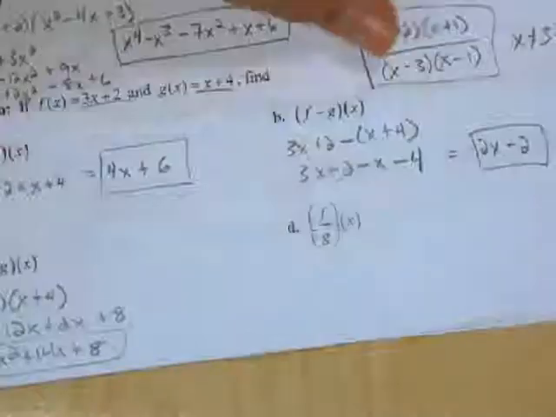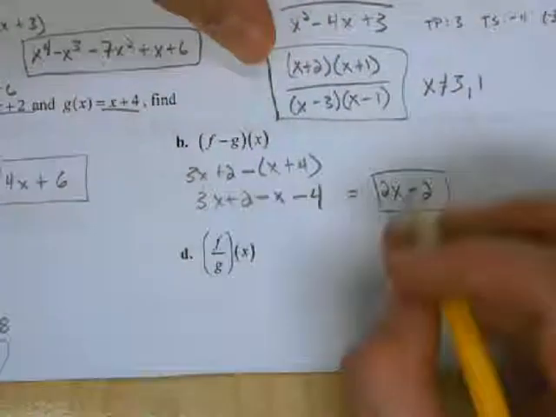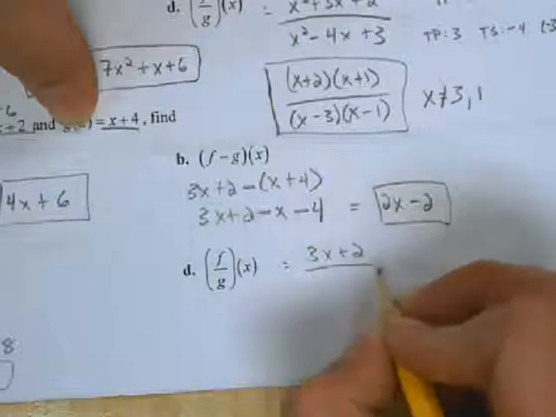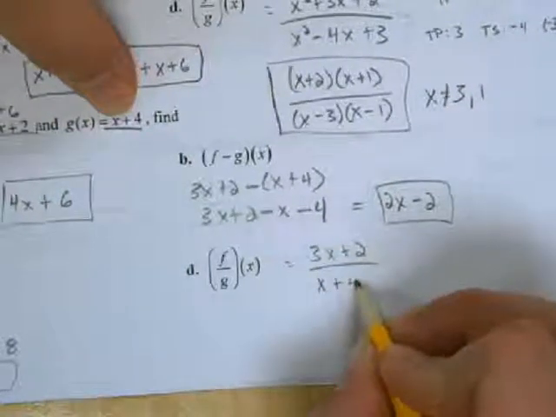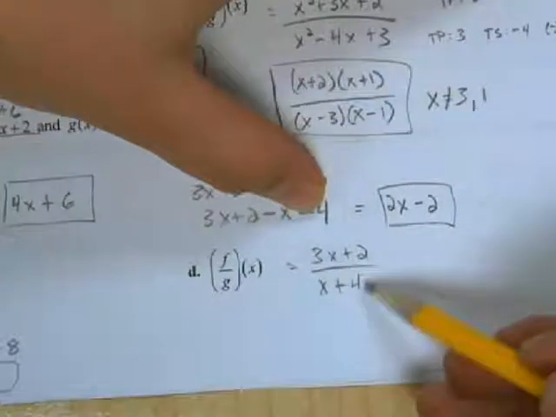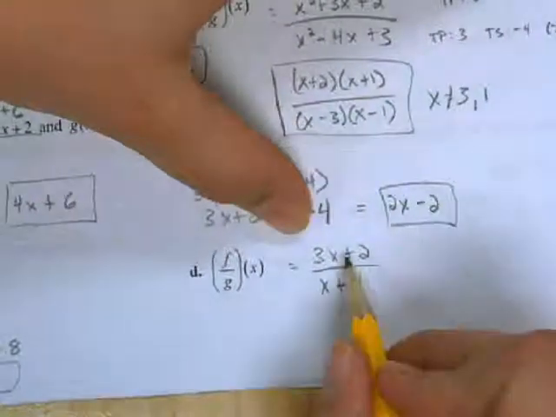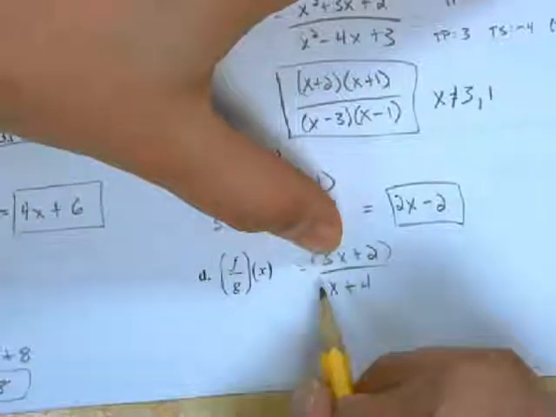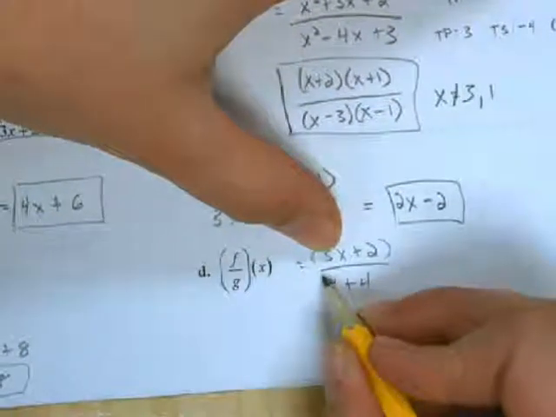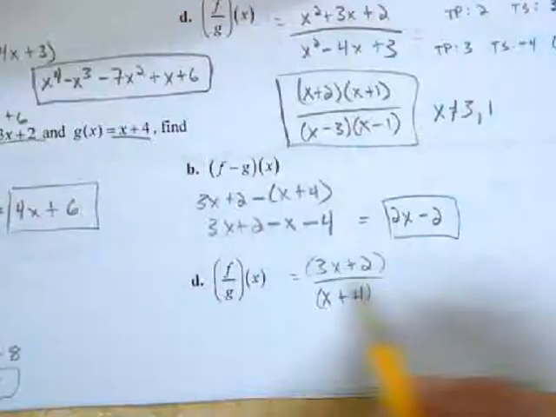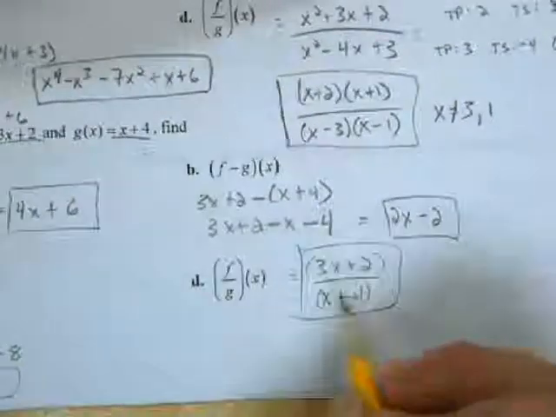And then last one, f divided by g, we get the 3x plus 2 divided by the x plus 4. Nothing cancels. You can't cancel 2 and 4 here, because remember, it's a plus in between it. Those things are bound. I can only reduce 3x plus 2 with another 3x plus 2. Same thing with the x plus 4. I can't just reduce the 2 and the 4. So that's just my answer: 3x plus 2 over x plus 4.